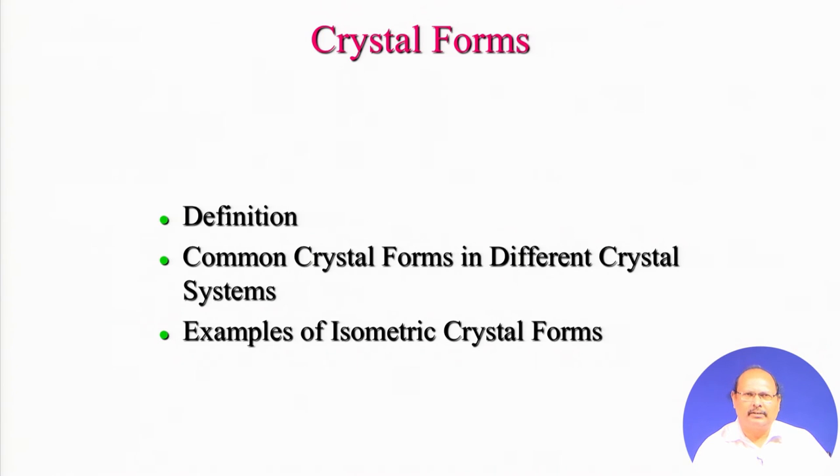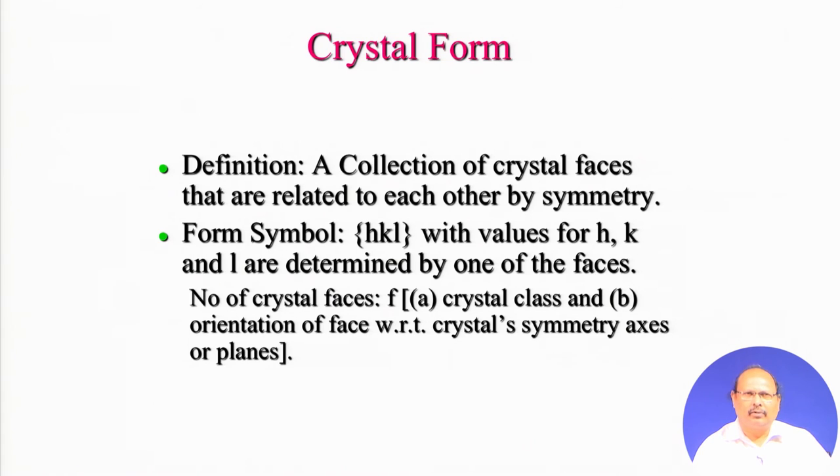In the next part we will be studying what is called crystal form here. So, we will be talking about its definition and the common crystal forms in different crystal systems, and we will give in this particular lecture some examples from the isometric crystal system here. And we will also continue in the next lecture further on the isometric crystal forms and non-isometric crystal forms here. So, what are crystal forms? Crystal forms are a collection of crystal faces that are related to each other by symmetry.